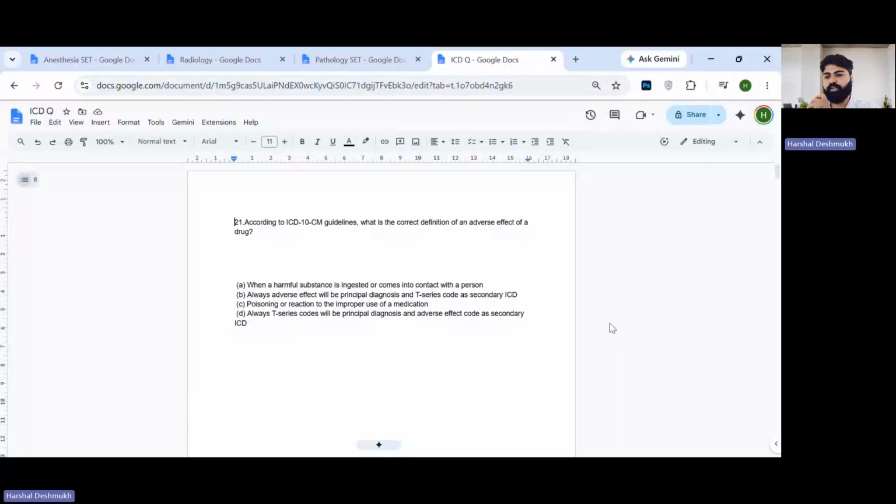If you're someone who's preparing for medical coding certification, or someone who is just a medical coding professional and wants to brush up their skills, there you go. Sharing my screen, and you have your question on your screen. According to ICD-10-CM guidelines, what is the correct definition of an adverse effect of a drug?